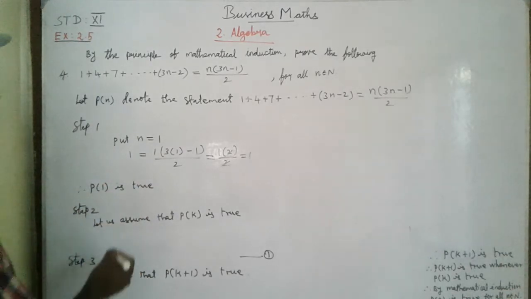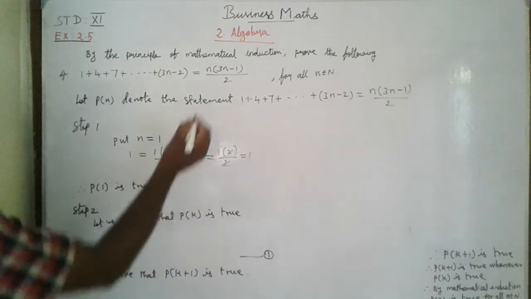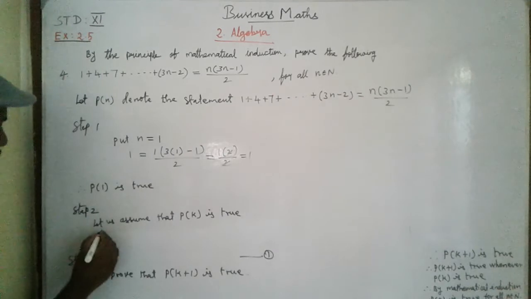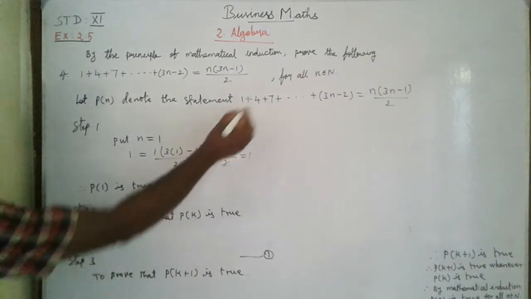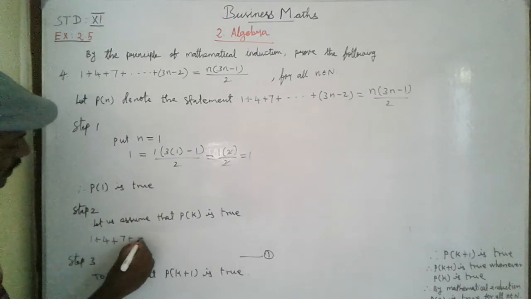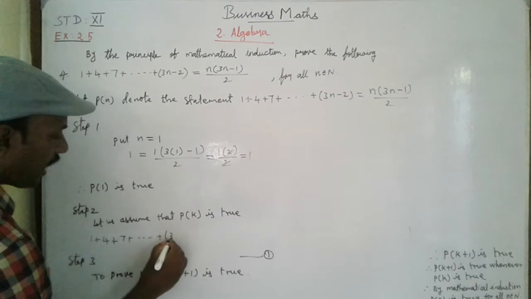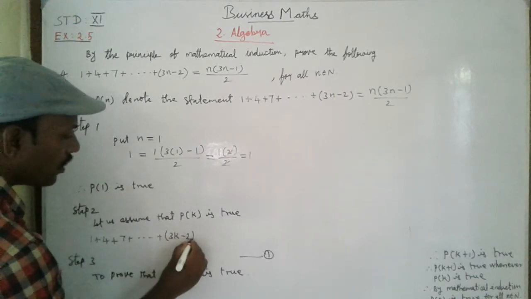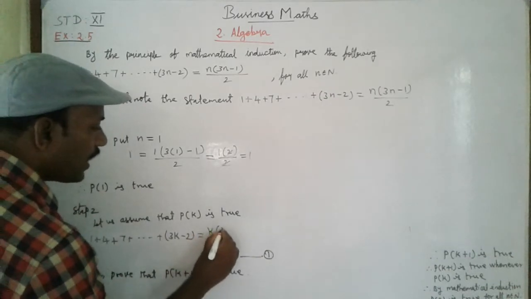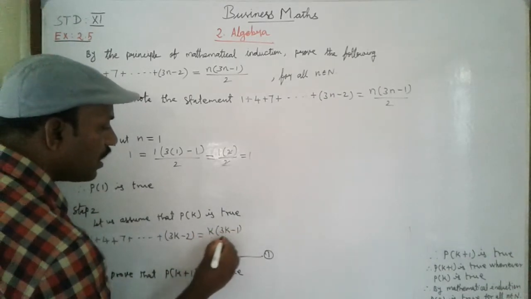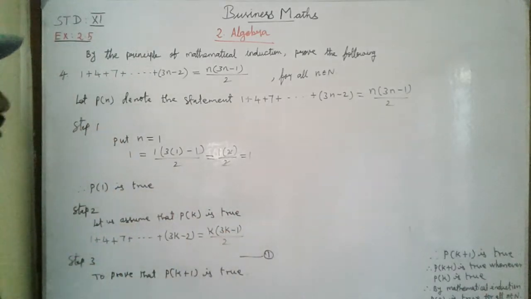Step 2, let us assume that P of k is true. P of k is true. That means n is what? k. So 1 plus 4 plus 7 plus etc. plus, n is what? k, (3k minus 2) equal to k into (3k minus 1) divided by 2. This is equation number 1.